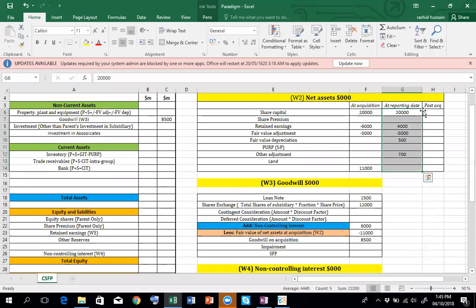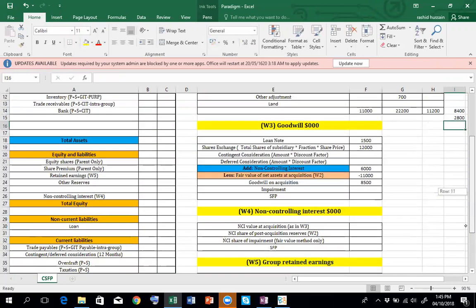have this finalized. So it is 22,200. So 22,200 minus this, it gives you 11,200. So 11,200 into 0.75 will be distributed to the parent, which is 8,400, and 11,200 into 0.25, which is for the NCI. So 2,800 for the NCI.